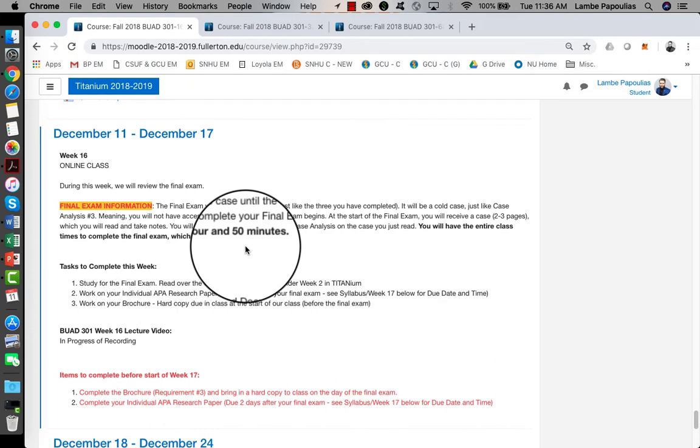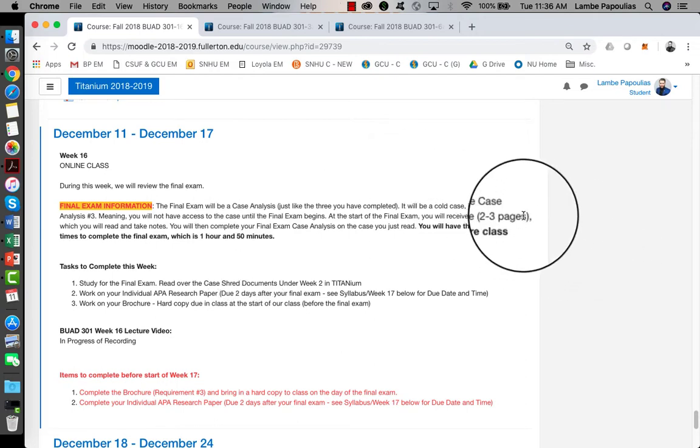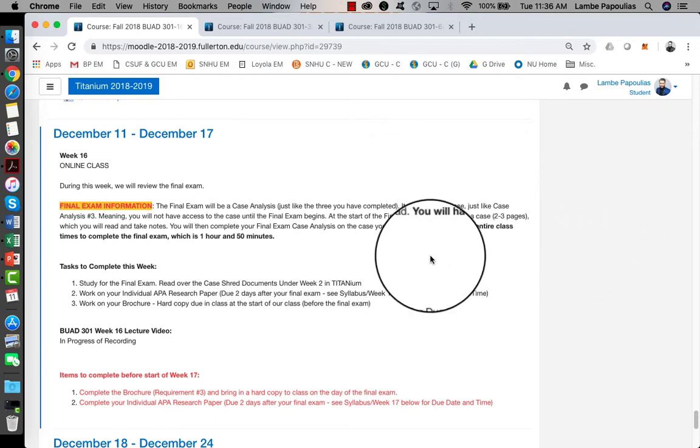It will be closed book, closed notes. You will not be able to use anything for the final exam except for the case that I pass out to you, which will be about 2 to 3 pages, and then the final exam prompt as well. Those are the only 2 items you will be able to use. So please keep that in mind.